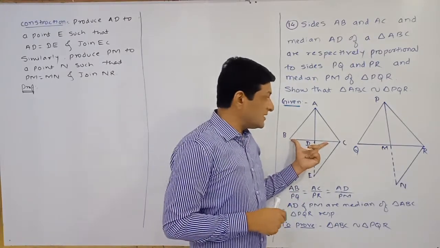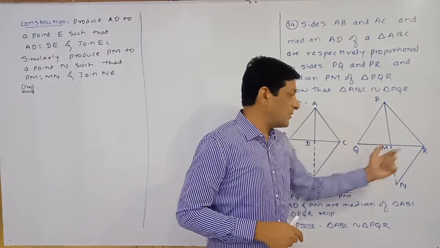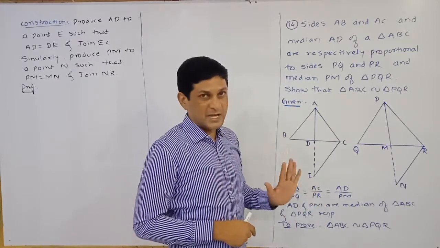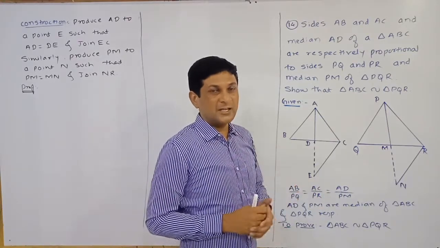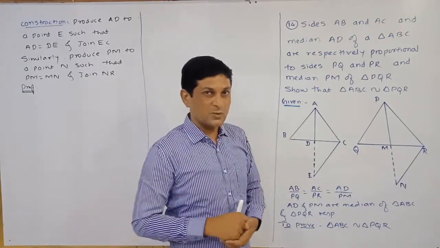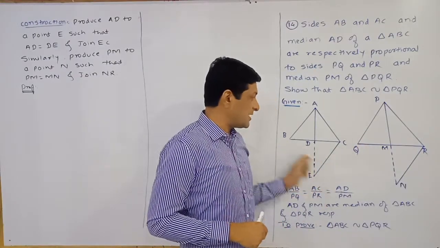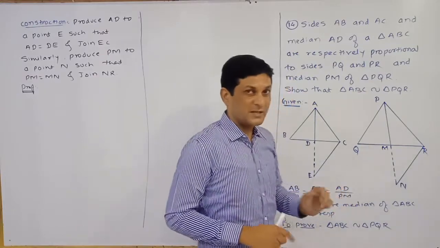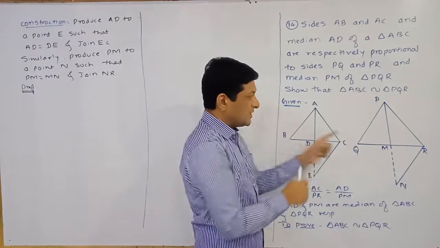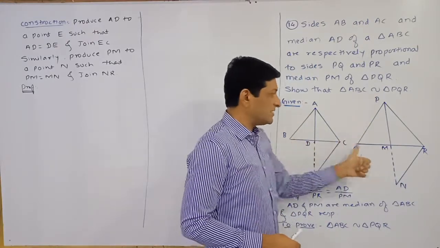Now the difference is what? In that case, it is the ratio of BC and QR. Here the ratio of BC and QR is replaced by AC and PR. That's why it becomes essential to solve this example by doing a construction. In example number 12, we showed that the included angle B is equal to the included angle Q, because AB upon PQ is equal to BC upon QR.